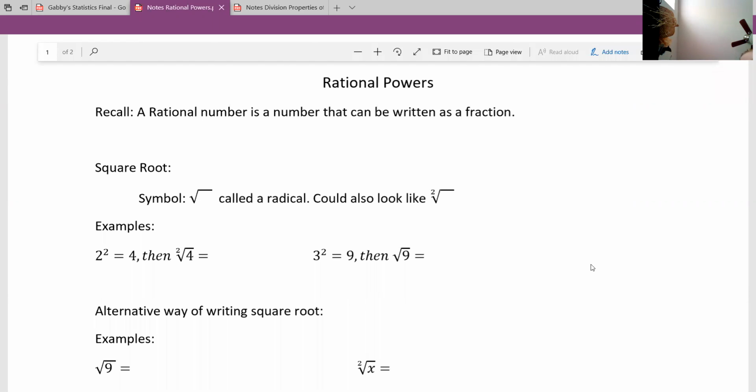This section we're going to talk about rational powers. Now before we do that, we should probably remember that rational numbers are numbers that can be written as a fraction. And then we're also going to talk about some roots.